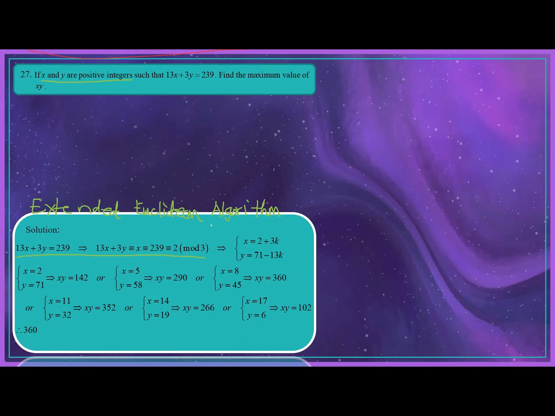Okay. So because we are restricted that x and y are positive integers, that's a restriction actually. So for that, we can convert this 13x plus 3y equals 239. We know if we divide 239 by 3, you have a remainder of 2, right? So that's why here you say x is 2 modulo 3.